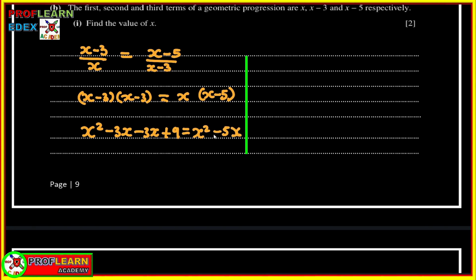Now, once we know the value of x by putting the like terms together and solving the quadratic equation, we can go ahead.